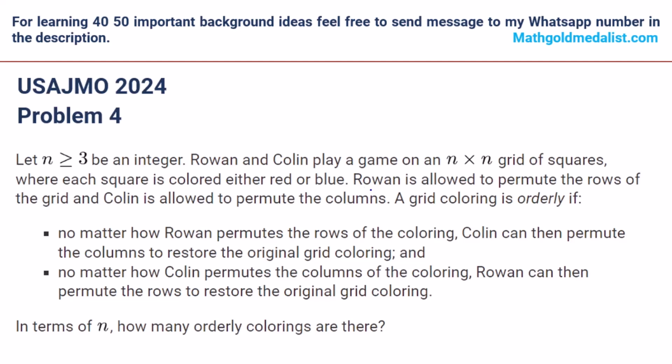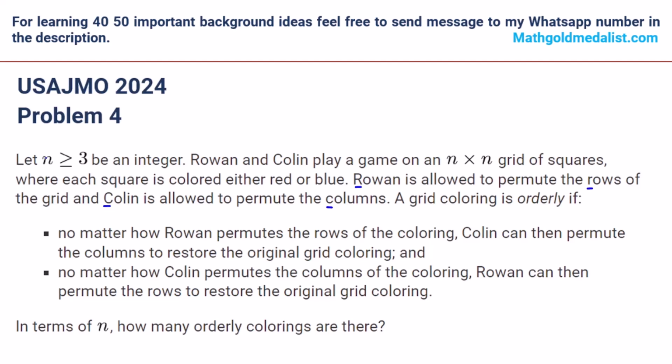Pay attention, Rowan permutes rows, Colin columns, okay? And no matter how Colin permutes the columns of the coloring, Rowan can then permute the rows to restore the original grid coloring. In terms of n, how many orderly colorings are there?